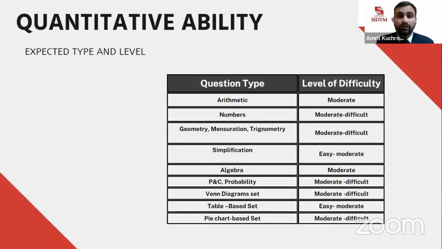And the last section, which is quantitative ability, which was not at all my strength. In this section, you can see these are pretty basic topics that you studied in your 8th, 9th, 10th standard NCERT, like arithmetic, numbers, algebra, permutation and combinations. So that's pretty much it.